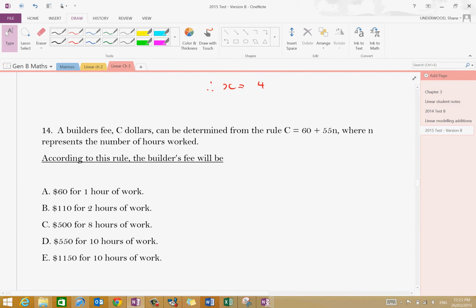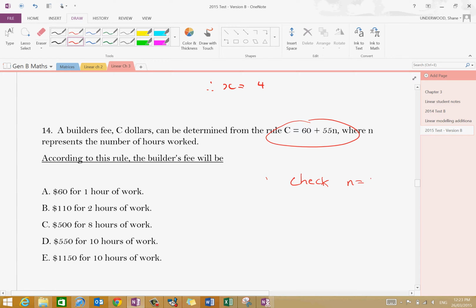This one here, builder's fee is 60 plus 55N. Which one of these works out? Well, what you need to do is check out which one of these is correct. So basically, process of elimination. $60 for 1 hour work. Let's check part 1.